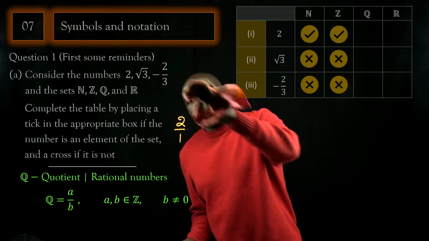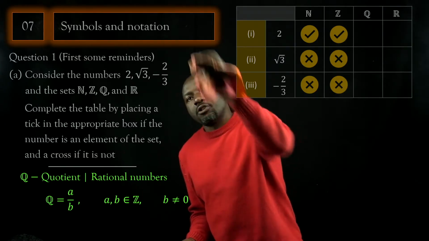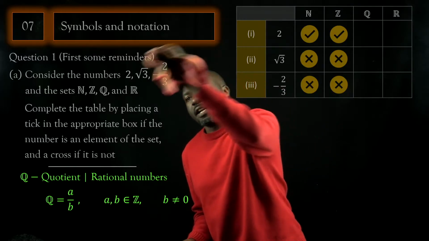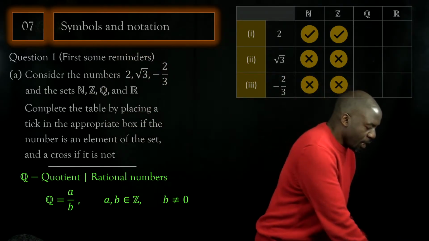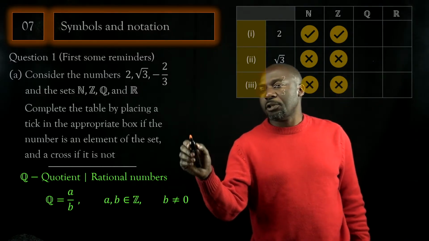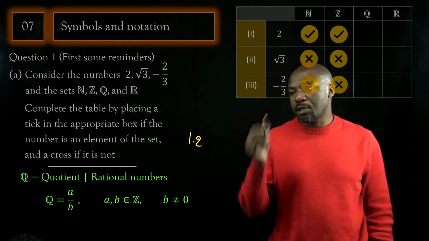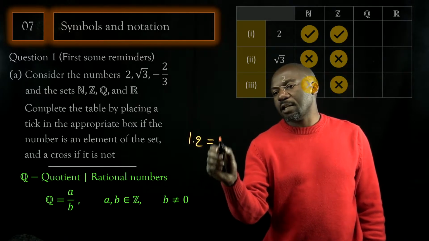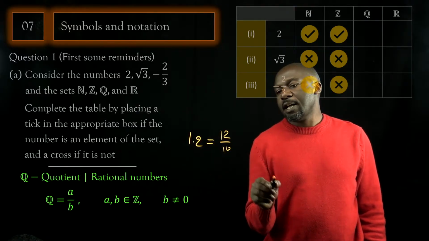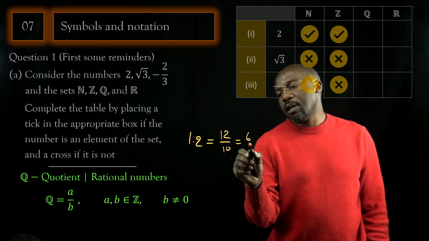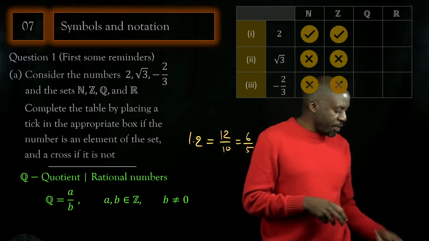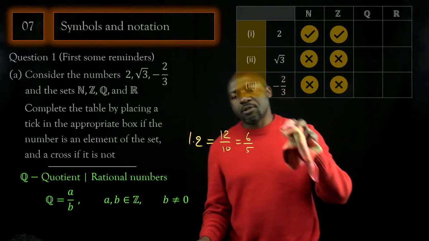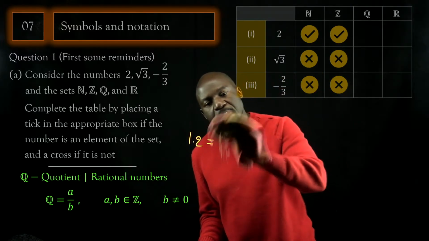Root 3, once again, cannot be expressed as a rational number because it is a non-terminating decimal. Decimals can be rational numbers. 1.2 is a rational number because I can write this as 12 over 10, and I can write it as 6 over 5. All right, that makes 1.2 a rational number. So being a decimal does not mean it cannot be written as a rational number.